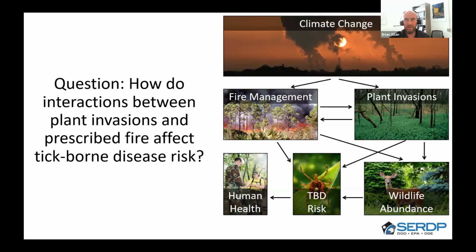So real biological relationships between things in nature. We know climate change is affecting the use of fire management as a tool. It's also contributing to some plant invasions in some cases. As I'll show you in a moment, there are strong interactions between fire and plant invasions, particularly for the invasive plant species we studied in the southeastern US. These phenomena can impact ticks directly by changing habitat suitability for ticks, but also indirectly by changing wildlife activity or wildlife abundance. And so you kind of have this network of direct and indirect effects that are all playing out in nature.